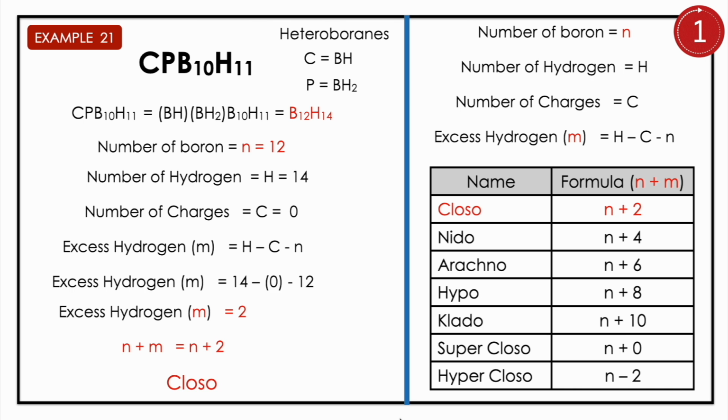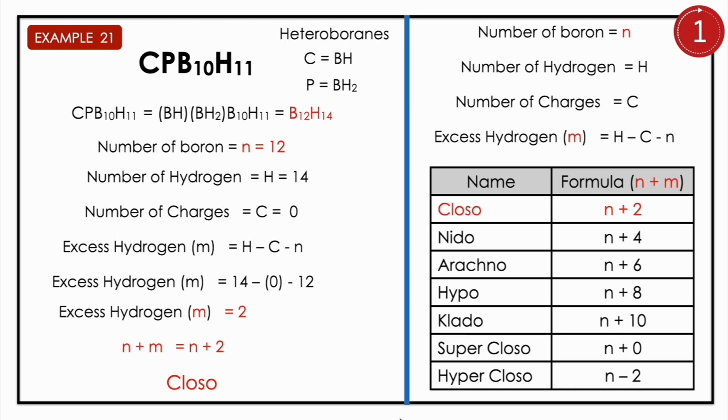We will find excess of hydrogen here. First step will be finding the number of boranes. Number of boranes are 12. So N is 12. Number of hydrogens are 14. So H is 14. Charges are not there. So C equals 0. Excess of hydrogen formula will be M equals H minus C minus N, which is 14 minus 12, which gives 2.